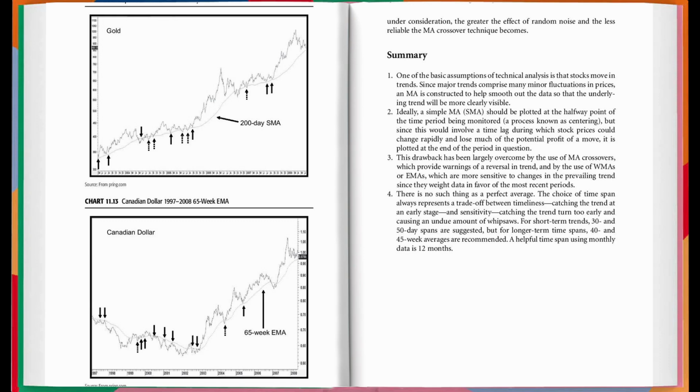4. There is no such thing as a perfect average. The choice of time span always represents a trade-off between timeliness, catching the trend at an early stage, and sensitivity, catching the trend turn too early and causing an undue amount of whipsaws. For short-term trends, 30 and 50-day spans are suggested, but for longer-term time spans, 40 and 45-week averages are recommended. A helpful time span using monthly data is 12 months.